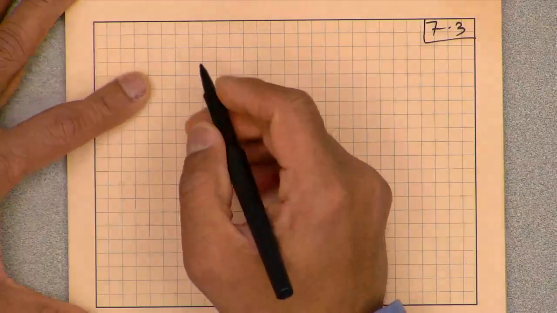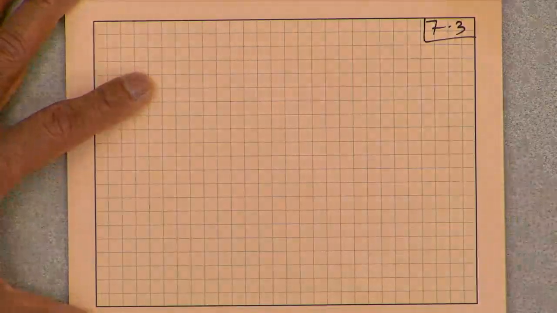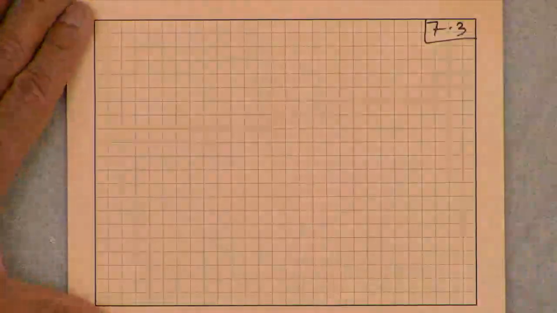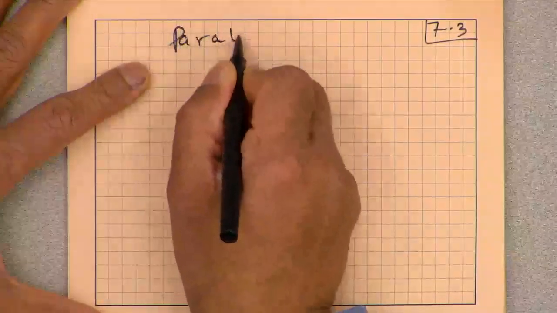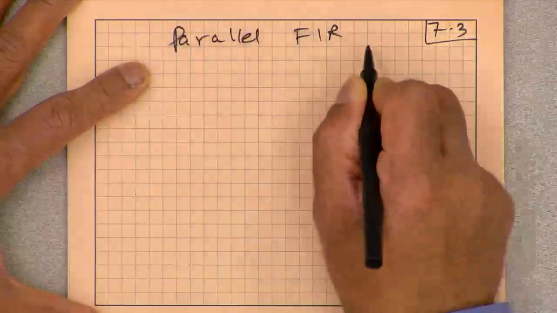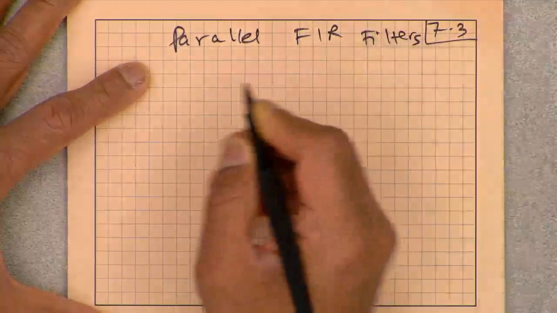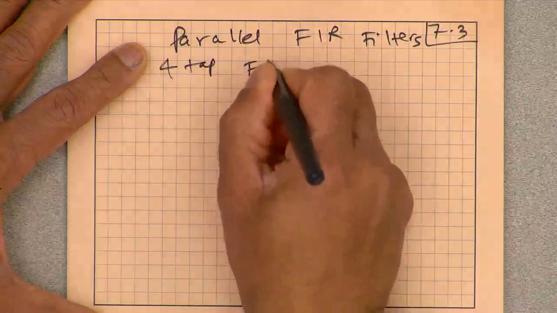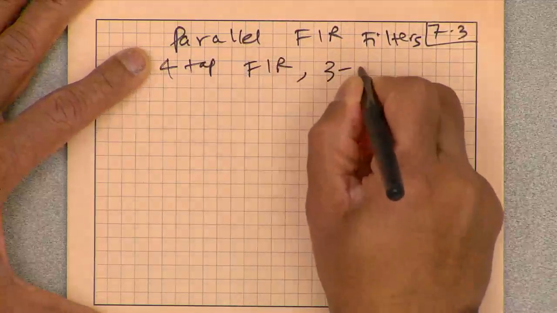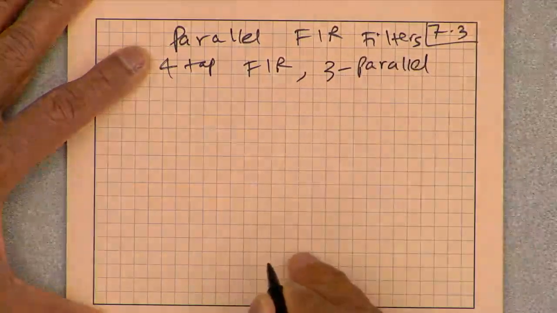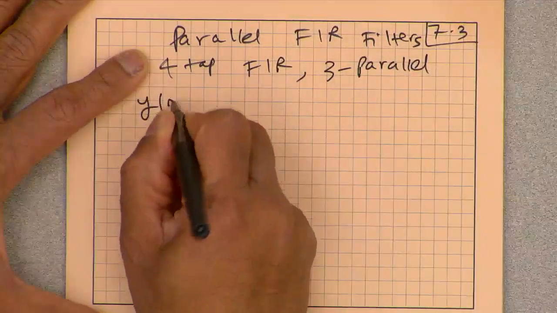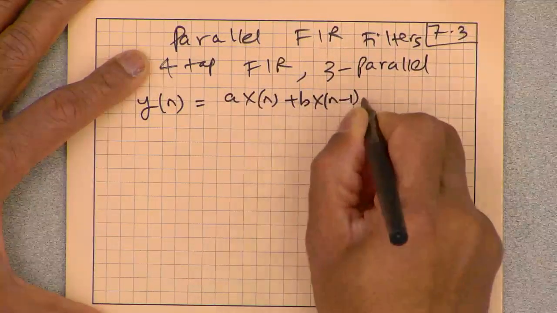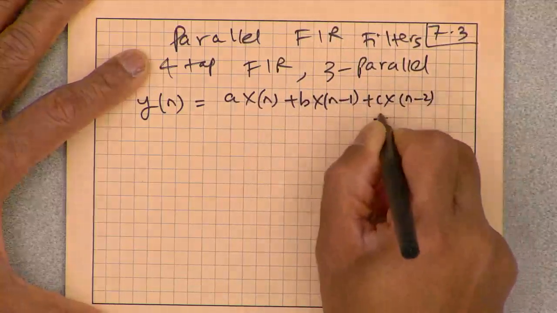So before I go to the so-called fast parallel filter, we'll get to that, but let's begin with what a parallel FIR filter is and what these structures are like. Let's take a simple example of a 4-tap FIR filter, and let's say I am interested in a 3-parallel FIR filter. So y[n] is equal to a x[n] plus b x[n-1] plus c x[n-2] plus d x[n-3].